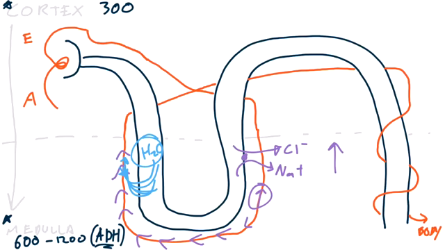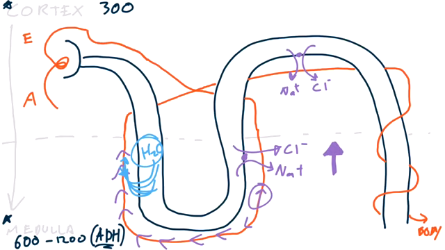Another way sodium and chloride enter the interstitium is at the distal convoluted tubule. Recall that there are sodium chloride symporters up here. So the sodium and chloride that enter here will contribute to this osmotic gradient. Here's an arrow to indicate the high osmotic gradient.